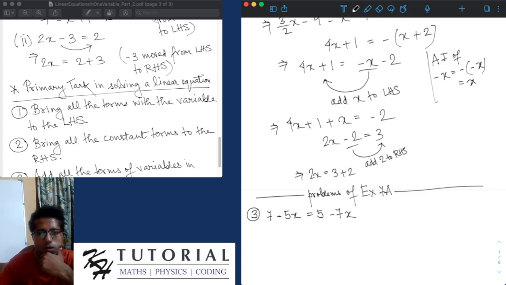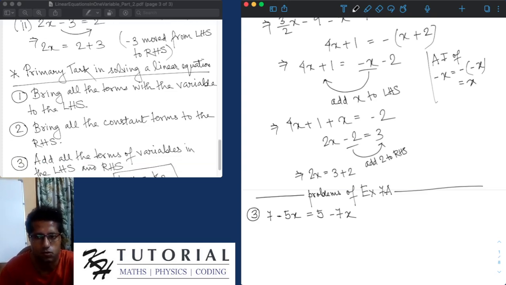Now the ultimate task or objective while solving a linear equation is to bring all the terms with the variables to the left hand side and to bring all the constant terms to the right hand side. So please follow the notes: the primary task in solving a linear equation is to bring all the terms with the variable to the LHS.